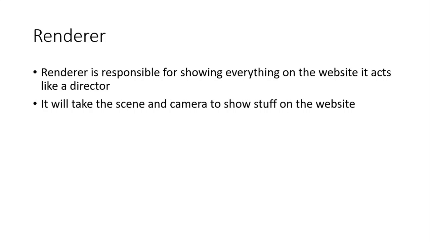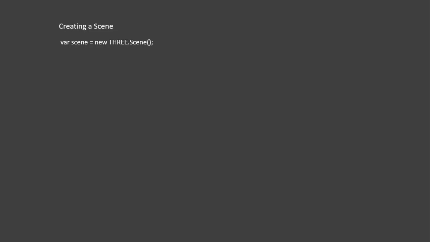All right, so now let's look at the code that is used to create a scene, camera and a renderer. The very first thing is creating a scene. Creating a scene is fairly simple. You just have to create a variable and assign it a new THREE.Scene. This is from the documentation of Three.js. So this is how we are supposed to create a scene.